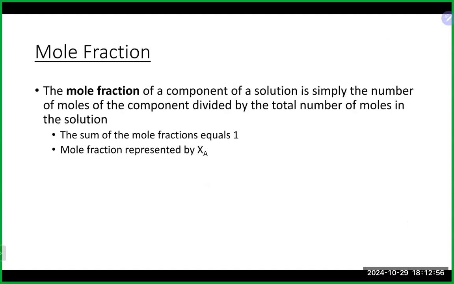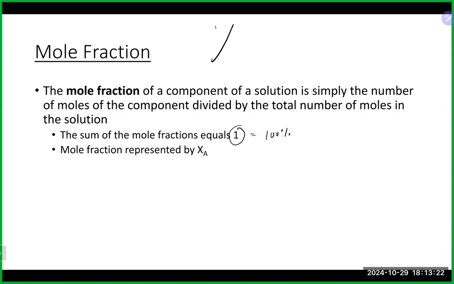Now, the mole fraction is basically a percentage without making it a percentage. So you basically calculate it like you would calculate a percentage, just don't multiply it by 100, and you get basically point something rather than up to 100. So when you add up all the mole fractions, they should equal 1, which is basically equivalent to 100% of what you've got going on. How do you calculate the mole fraction?